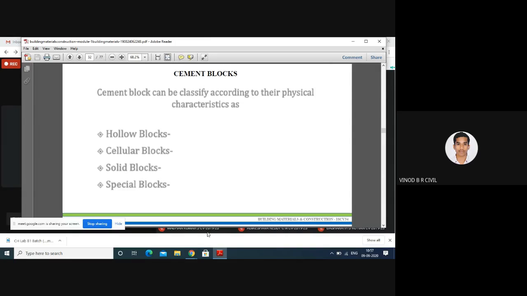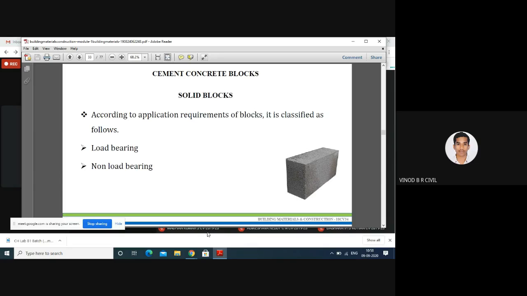The first one is the alloy block. It contains only three sides: a covering and a bottom side, and the remaining inside is completely alloy space. Once again, I will repeat: the physical characteristics are alloy blocks, cellular blocks, solid blocks, and special blocks. First one is the solid block. In the diagram, you can see it is completely solid, inside and outside completely covered with cement concrete material.